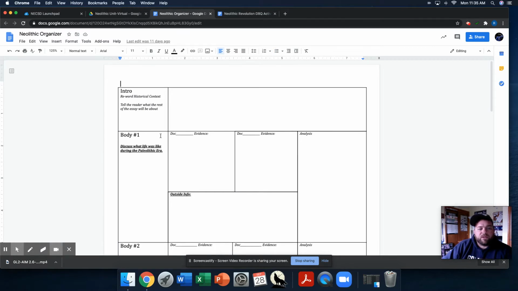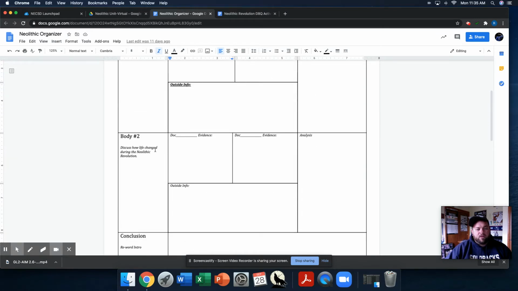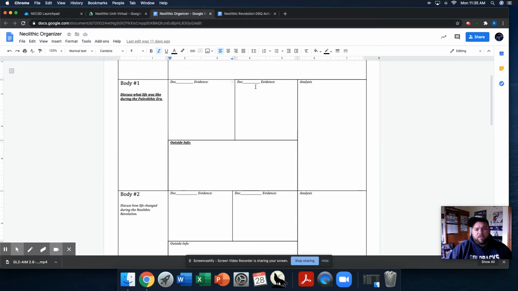In the space for each body paragraph, there's space for 2 different pieces of document evidence. You can see that in those boxes here, right? So this is a good place to put document evidence when we need it. Basically, first body paragraph, Paleolithic, second body paragraph, Neolithic, and there's space for 2 documents in the Paleolithic era and 2 documents for the Neolithic era. So this will help us satisfy the requirement of the minimum number of documents to include in our writing.